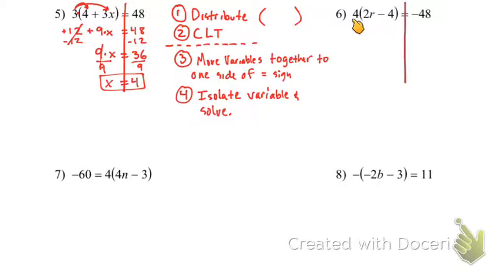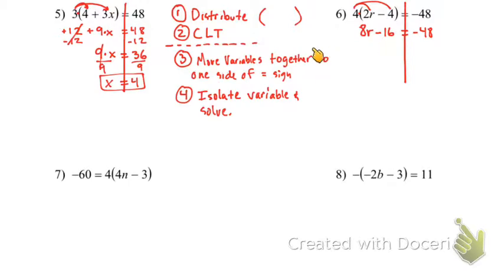Let's start with the left side. We do have distributed property because 4 is multiplying. So I'm going to go here and here and multiply. So 4 times 2r, this gives me 8r. 4 times negative 4, that gives me negative 16. Okay, you'll bring down the negative 48. So we distributed. Do I have any like terms here?